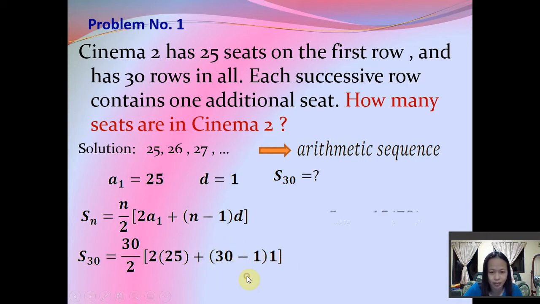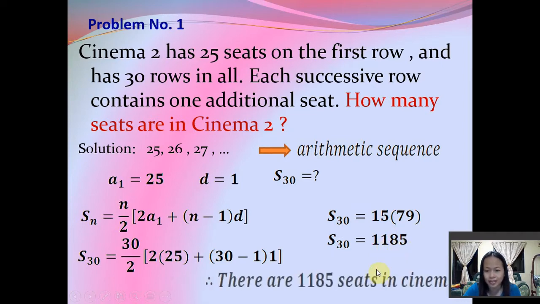Okay, simplifying, we will simplify first from the innermost. So this will be 30 minus 1, this is 29, times 1, 29. This part here, 2 times 25, this is 50. So 50 plus 29, and that is 79. And this 15 here is coming from 30 divided by 2. So multiplying these two values here, we come up with 1,185.